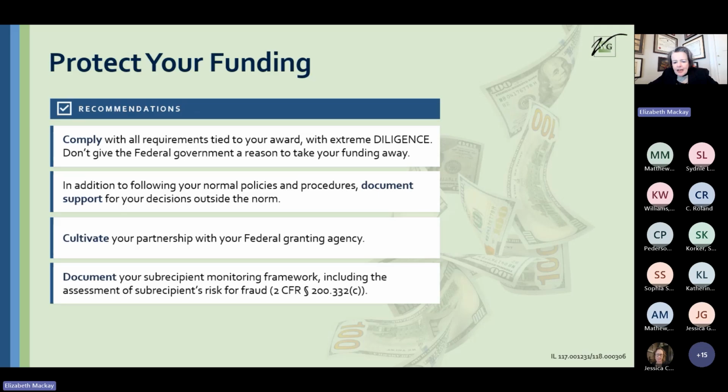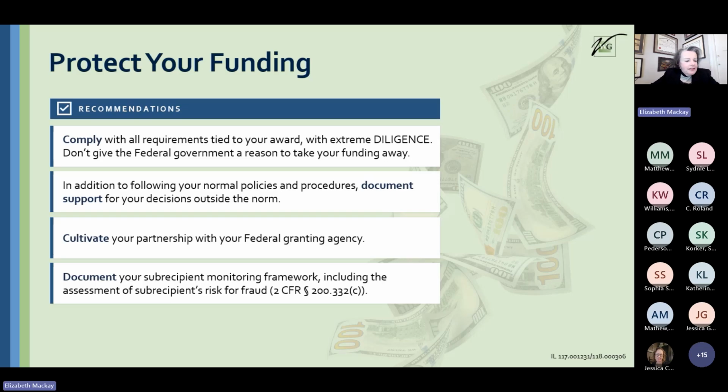Let's go probably to the most important and most interesting part of this presentation, which is, all right, so what can I do? How can I protect my funding? So it's maybe obvious, but comply with all the requirements, and with extreme diligence. Make sure every I is dotted and every T is crossed, because you don't want to give the federal government a reason to take your funding away. They don't hesitate, so don't give them a reason.